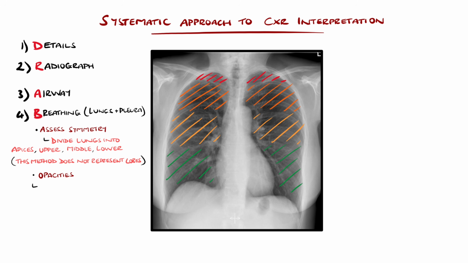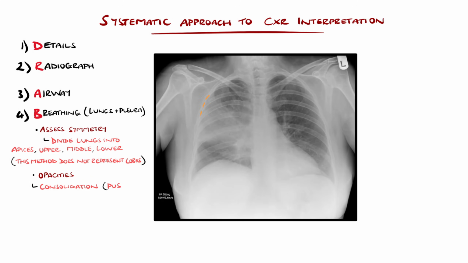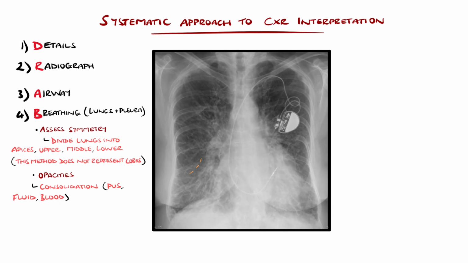Increased areas of opacity can indicate consolidation, which means filling of the alveoli or bronchioles with something other than air, for example pus in the case of pneumonia, fluid in pulmonary edema, or even blood. Some pathologies can cause more symmetrical changes like pulmonary edema, forming what is sometimes described as a bat's wing appearance, which can make them more difficult to appreciate.